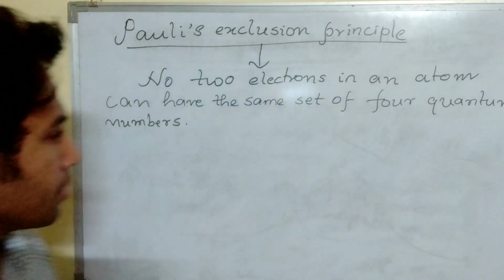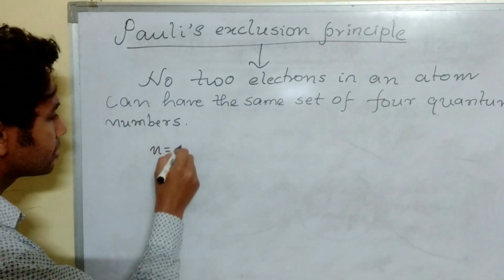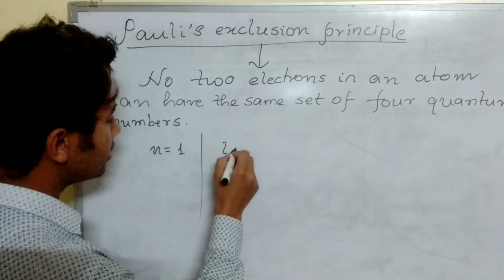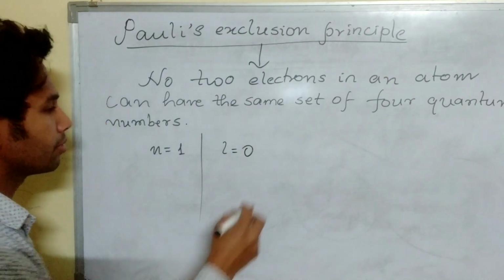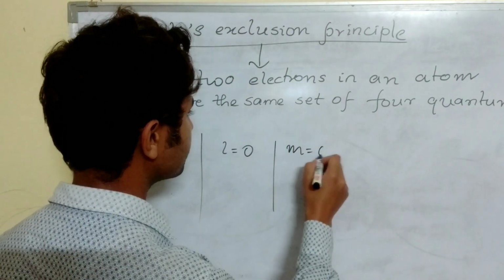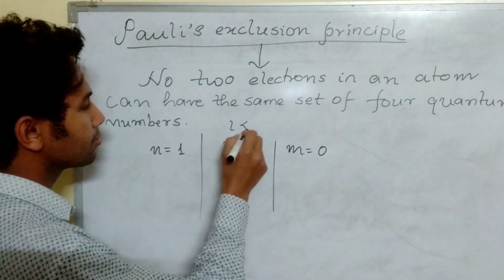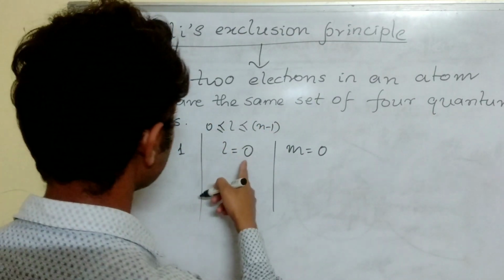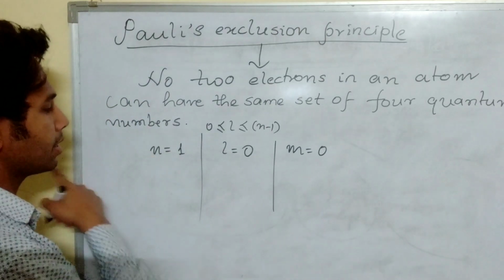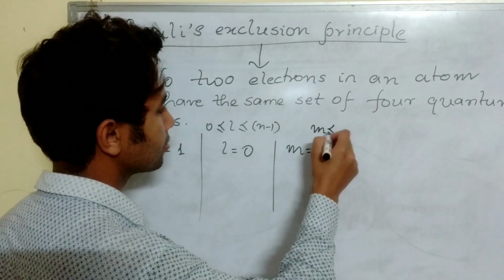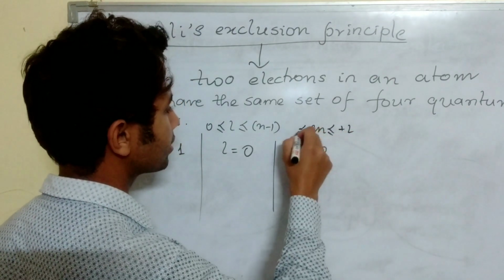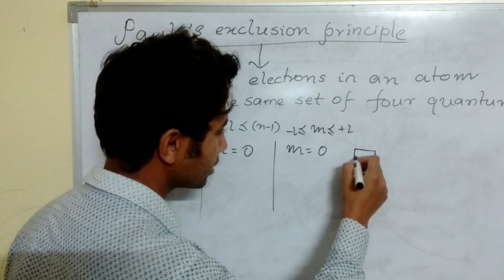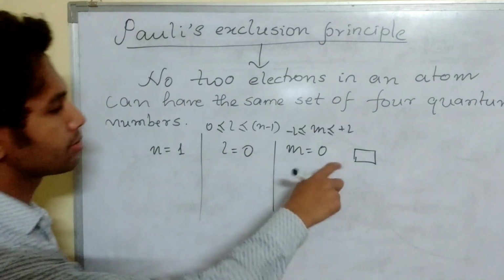Means, if we have n is equal to 1, then for this we will have l is equal to 0, m is equal to 0. l is less than or equal to n minus 1, greater than or equal to 0, so l value will be 0 as n is equal to 1, and m is less than or equal to plus l, greater than or equal to minus l. So just consider this as an orbital.